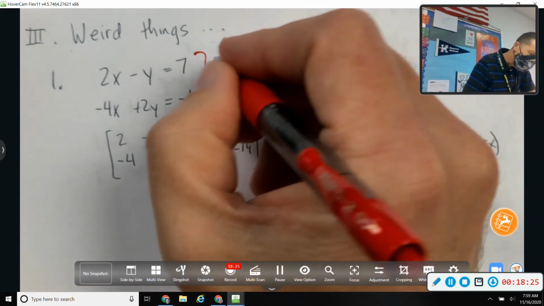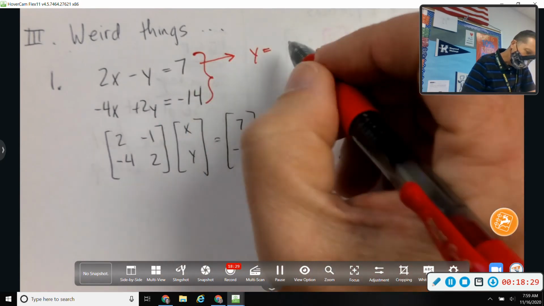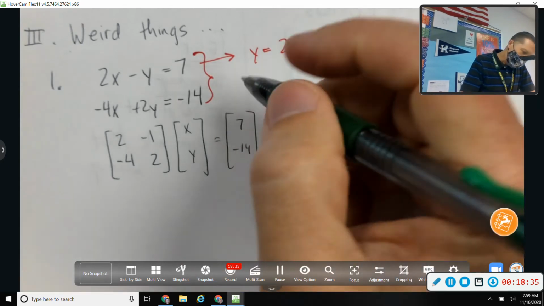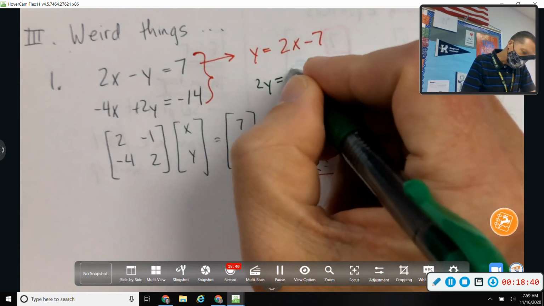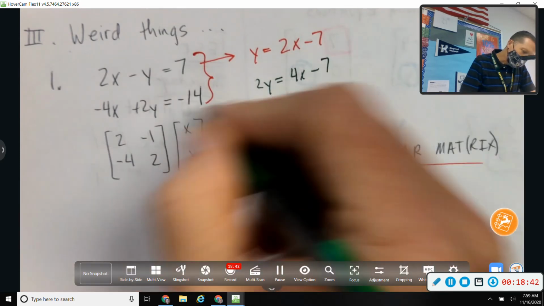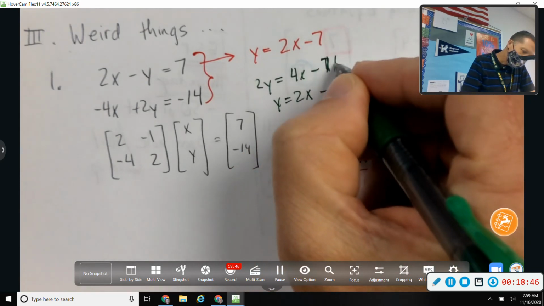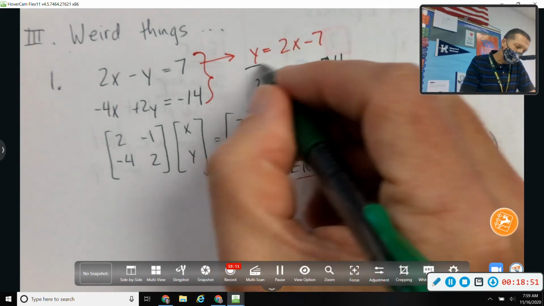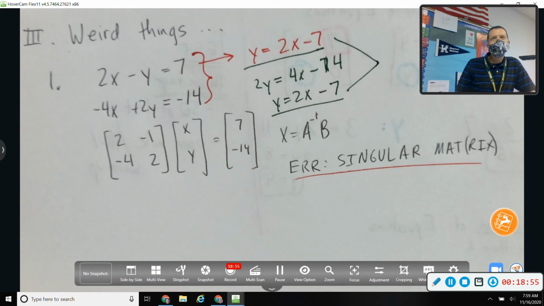Let's solve them for y and see what we get. So this one would be y equals 2x minus 7. So the other one, let's see if I move the 4x over and then divide by 2. Whoops. What would you say about line A and line B? They're the same line.